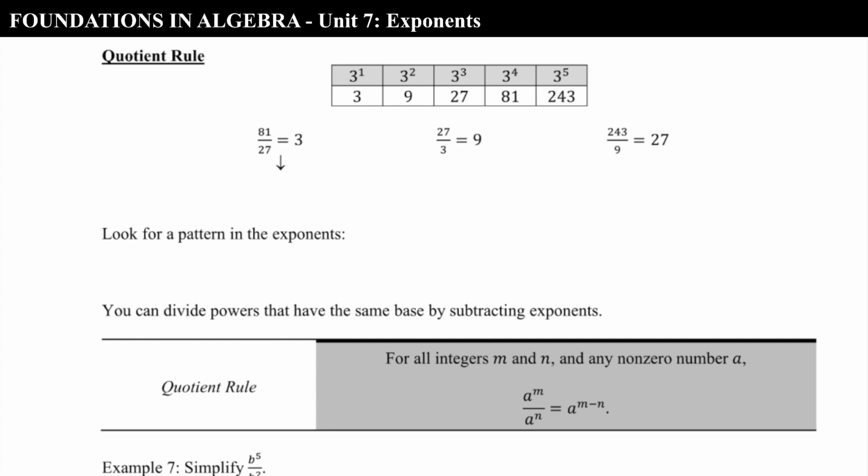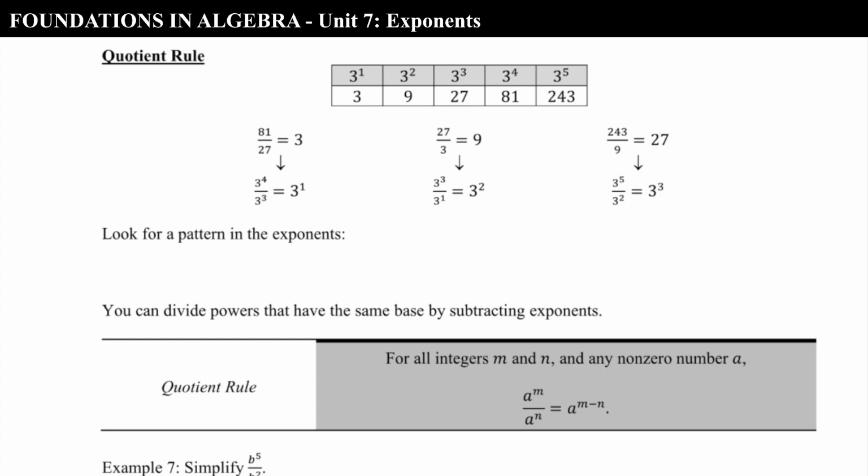Okay? So the 81 is 3 to the fourth, 27 is 3 to the third, and 3 is 3 to the first. On the next one, we have 27 is 3 to the third, 3 is 3 to the first, and 9 is 3 squared. Finally, on the last one, we have 243, which is 3 to the fifth, 9, which is 3 squared, and 27, which is 3 to the third.